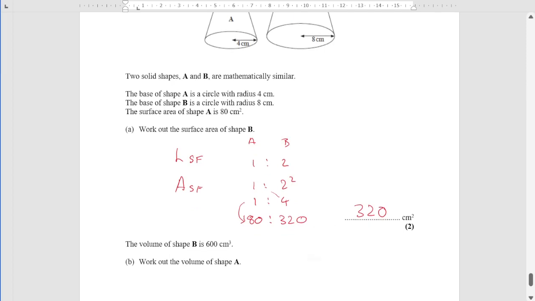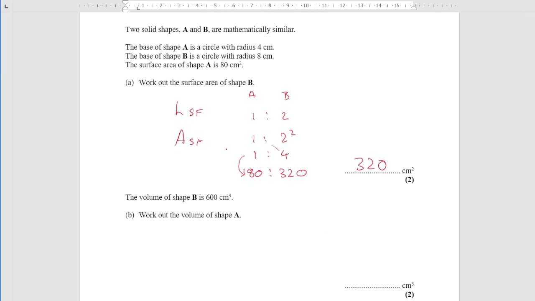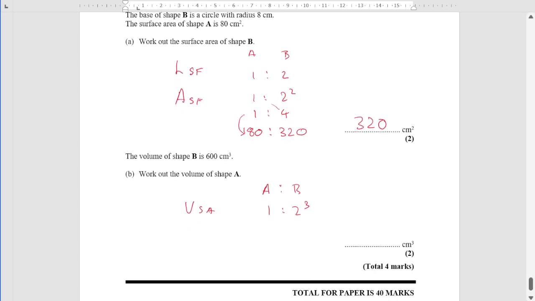Okay, the volume of shape A is 600 centimetres cubed. Work out the volume of shape B. So I'm going to carry this ratio table downwards, so the volume scale factor is going to be 1 to 2 cubed, and we're told that that's 600. So in effect, from there to there, I'm going to be timesing by 600 divided by 8. So 600 divided by 8, we're looking at 200. Well, 8's going to 60.